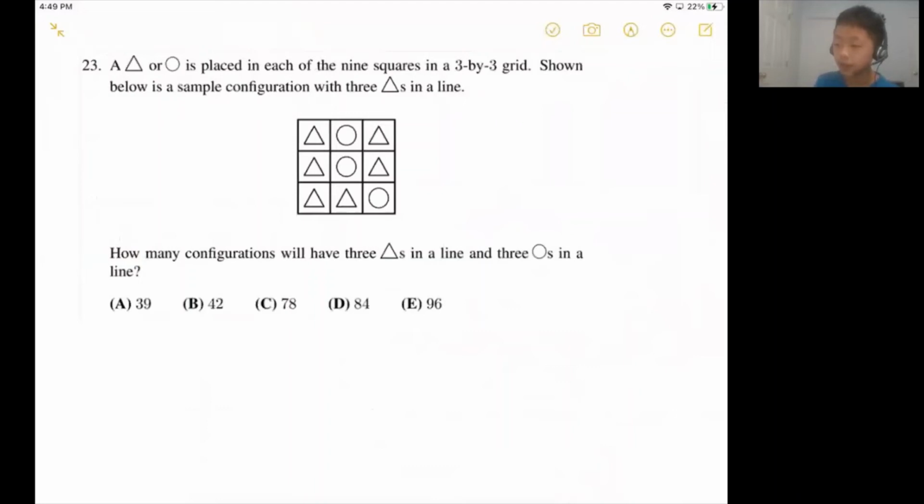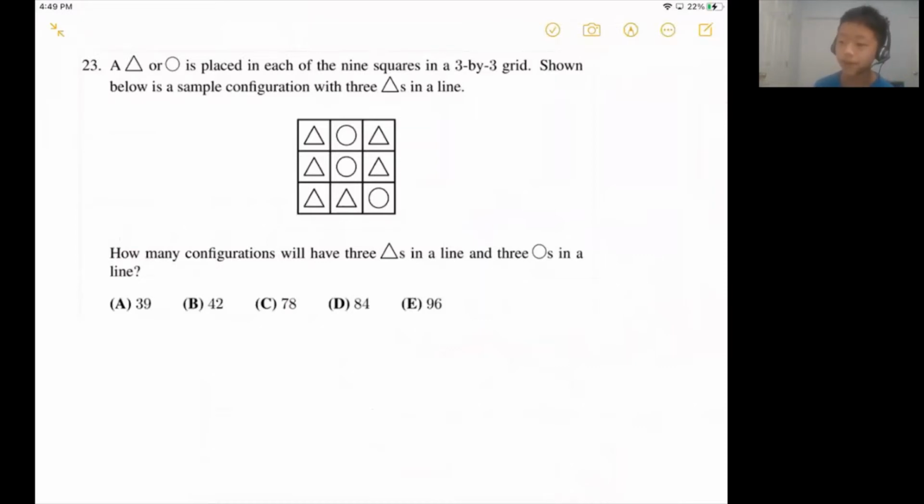Yeah, so question 23 was also a challenging question, right? In this question, a triangle or a circle is placed in each of the 9 squares in a 3x3 grid. Shown below is a sample configuration with 3 triangles in a line. We want to know how many configurations will have 3 triangles in a line and 3 circles in a line. So this is a pretty standard counting problem.